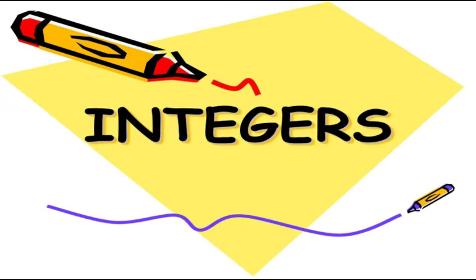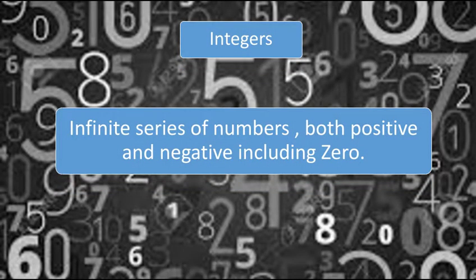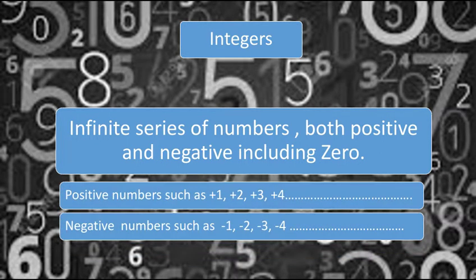Today we will learn about integers. So first of all, what are integers? It is an infinite series of numbers, both positive and negative, and 0 is also included in integers. Positive numbers such as +1, +2, +3 and so on, whereas negative numbers such as -1, -2, -3 and so on.